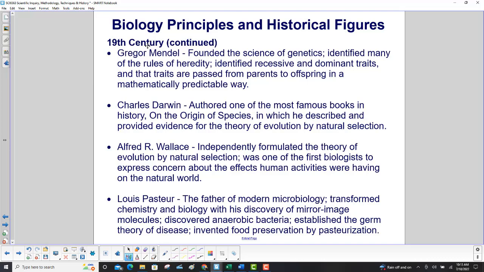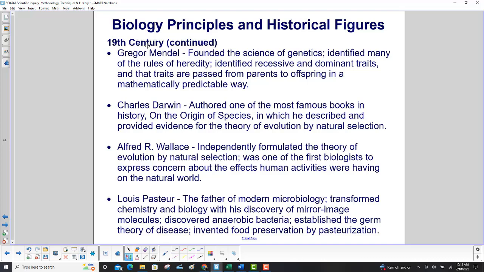Charles Darwin authored one of the most famous books in history, On the Origin of Species, in which he described and provided evidence for the theory of evolution by natural selection. Alfred R. Wallace independently formulated the theory of evolution by natural selection, and was one of the first biologists to express concern about the effects that human activities were having on the natural world.